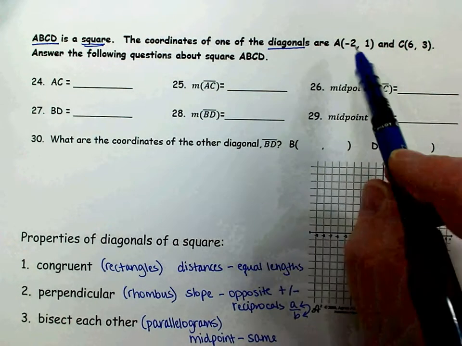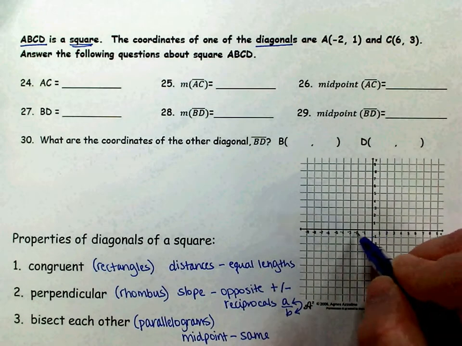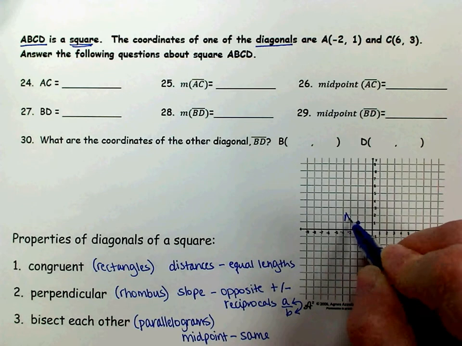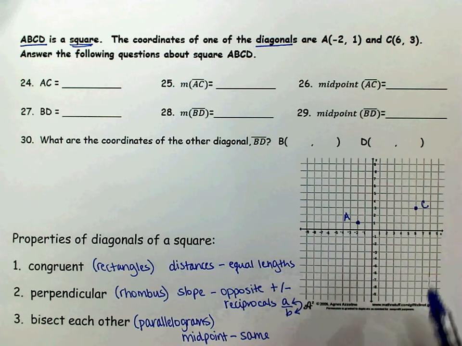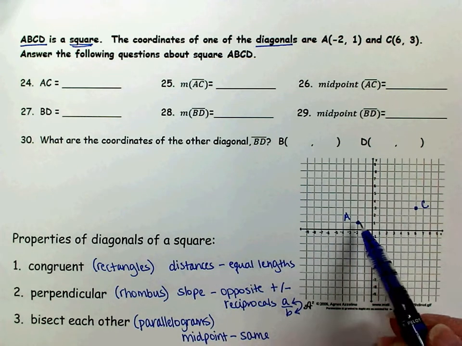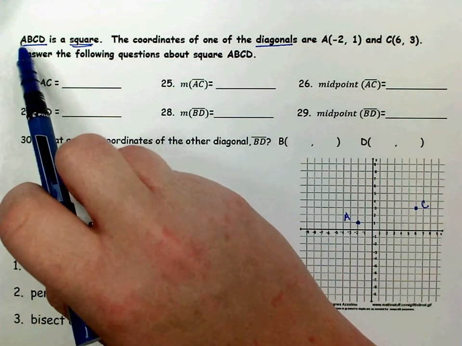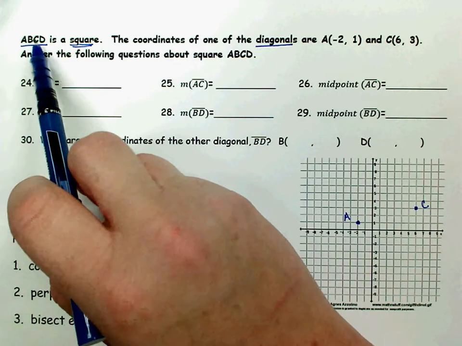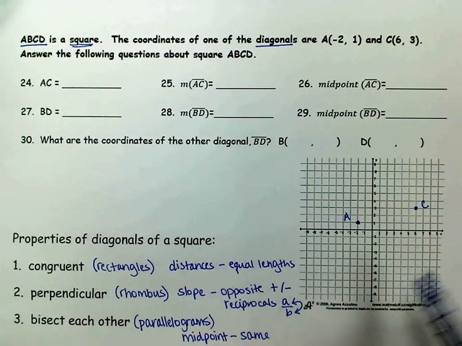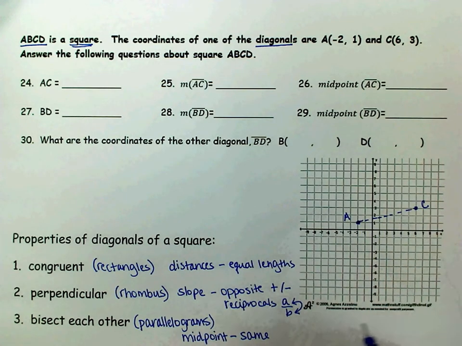So the first thing I would do is plot your 2 endpoints that you're given, which are -2, 1, that's point A, and 6, 3, that's point C. These are not 2 consecutive vertices, so that does not make up a side of the square. The sides of the square will be AB, BC, CD, and DA. So when you connect 2 non-consecutive vertices, that's a diagonal. So the distance between these 2 points is a diagonal when we connect those.